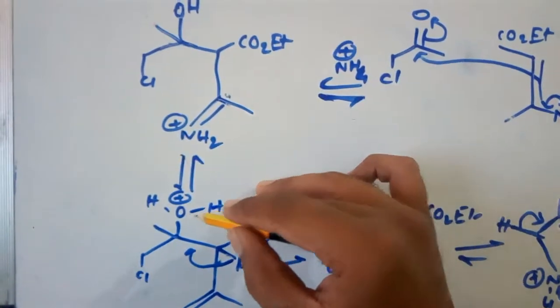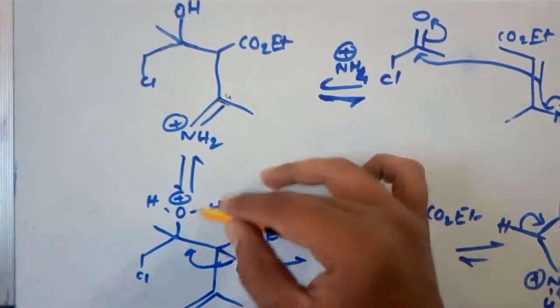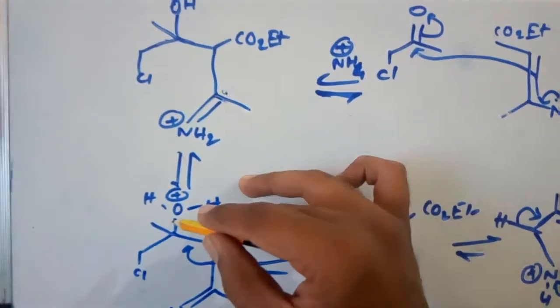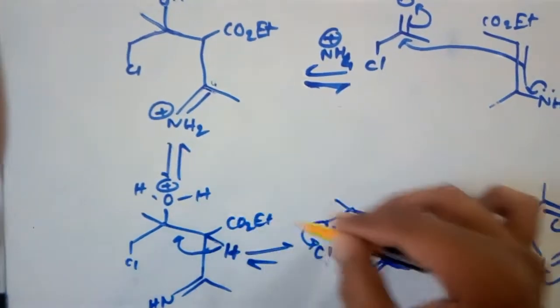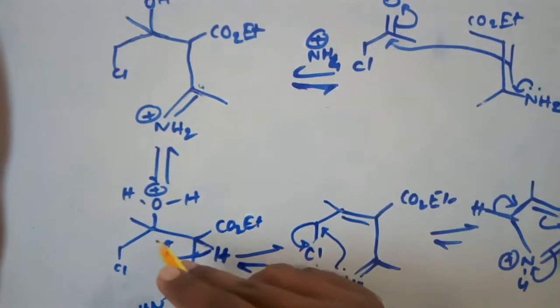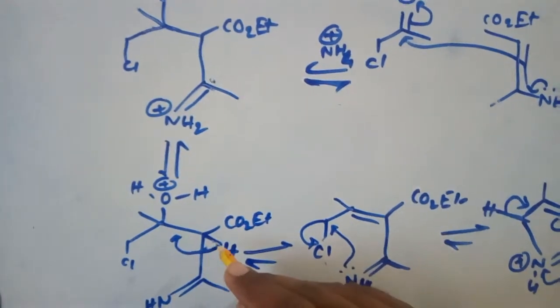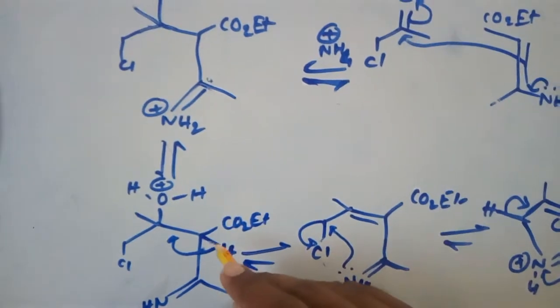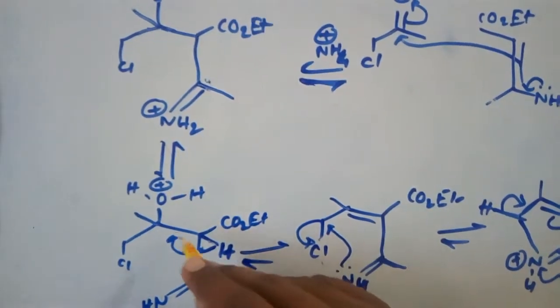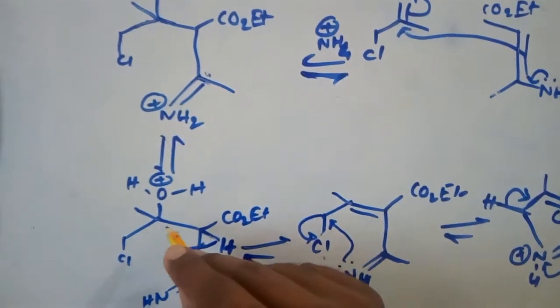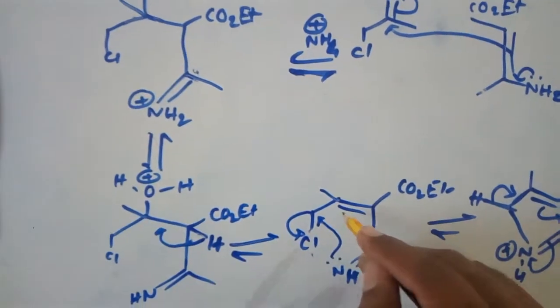Now this oxygen will have plus charge because it has 3 valency. Now the bond will be broken, H2O will be lost, and this carbon will now become plus charged, which will be neutralized by loss of one hydrogen from this side, keeping electrons on this carbon, which will be shared here, so a double bond will form.